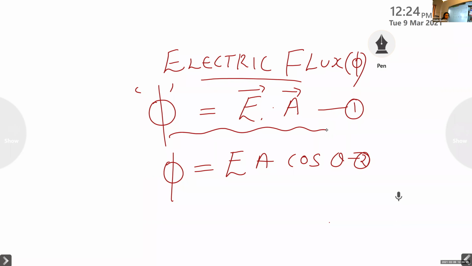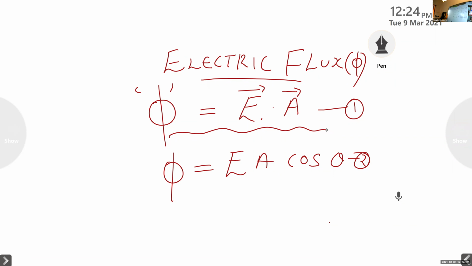The electric flux can be said to be the dot product of the electric field vector and the area vector. What is electric flux? It is the dot product of the electric field vector and the area vector. First we are discussing electric flux. Electric flux is the total number of electric field lines passing through a given area.